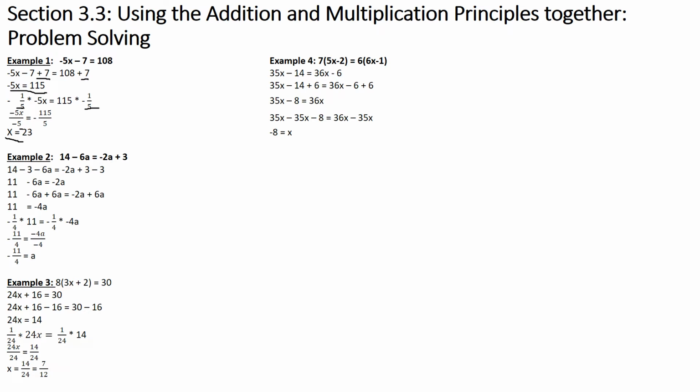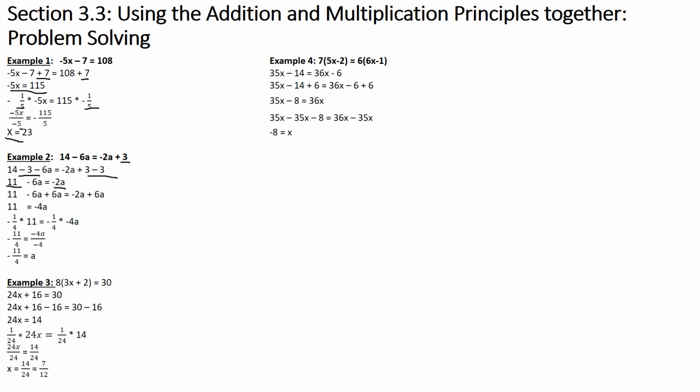So the first thing I'm going to do is move some numbers over. I've got 14 minus 6a equals negative 2a plus 3. I'm going to subtract 3 on this side, and I can subtract 3 on this side. 14 minus 3 is 11. That leaves me negative 2a, because 3 minus 3 is 0. I got rid of it. So I got 11 minus 6a equals negative 2a.